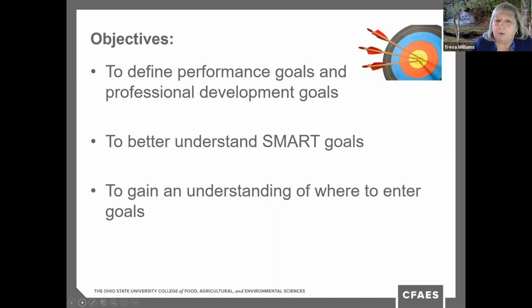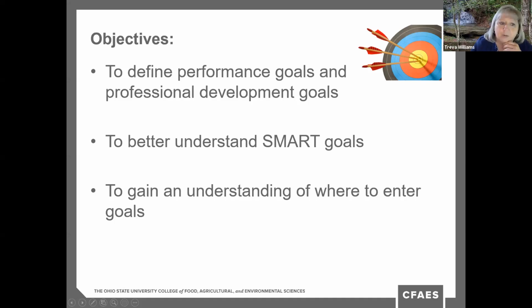So today our objectives, we're really going to try to do three things in our short period of time. One is we want to really talk about what's the difference between a performance goal and a professional development goal. Because oftentimes those kind of get blended. Sometimes it's hard to determine, is it really a professional development goal or is it more of a performance goal? But then the piece I want to spend the most time on is really talking about what are SMART goals. And we hear that acronym, but we're going to dive a little deeper into that and kind of talk about how does that play out for us in extension and in our work.